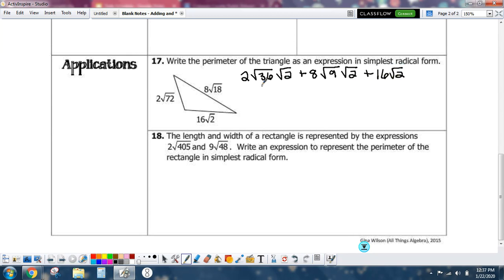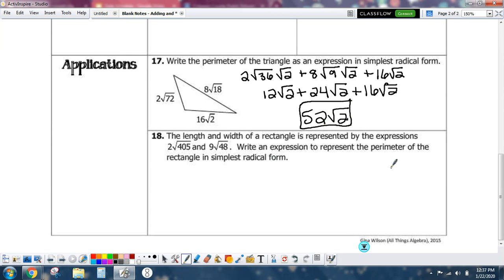Okay, so I can go ahead and simplify this. This becomes 6. 6 times 2 is 12. That becomes 3. 3 times 8 is 24. Bring down the square root of 2, and then bring down the 16 square roots of 2. And when you add all those up, remember it's just the coefficients because it's square root of 2, square root of 2, square root of 2. Perfect, all like terms. 12 plus 24 plus 16, and that'll get you 52 square roots of 2 as your final answer.